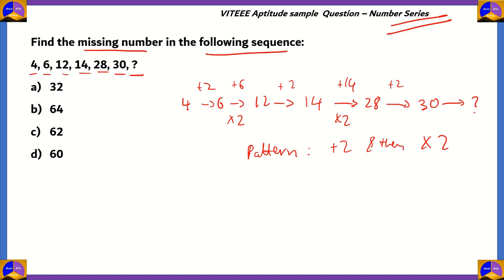So first we add 2. For the next number we multiply by 2, then we add 2, then we multiply by 2, then we add 2, and then we multiply by 2. So on and so forth. So that is the pattern for the series.